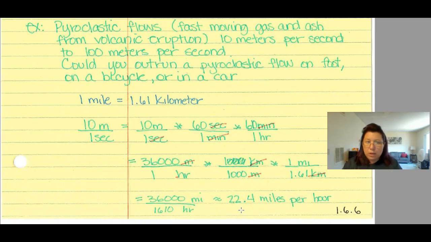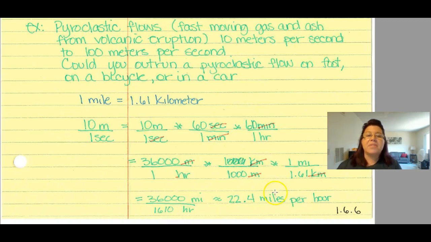Now the question was, could you outrun a pyroclastic flow on foot? Well, no, even the fastest man on Earth can't run 22.4 miles per hour, at least not for a very long time, if he could. Could you do it on a bicycle? Well, maybe. There are folks that can definitely ride their bike 20, 25 miles per hour. You definitely could outrun it in a car.